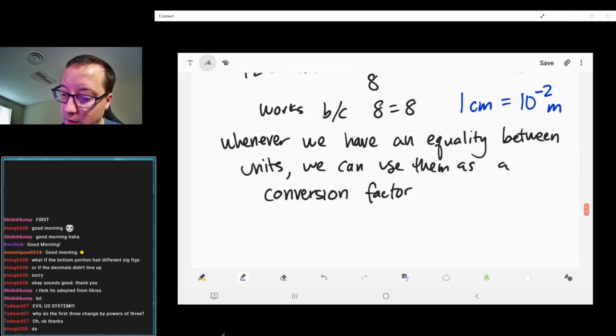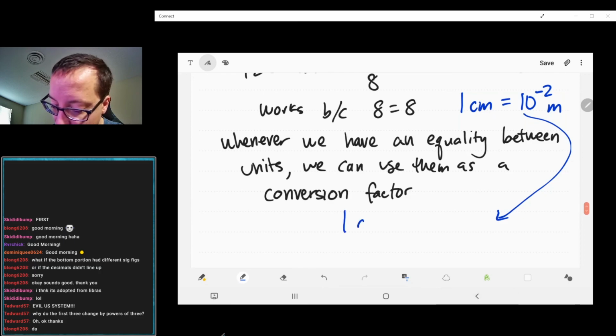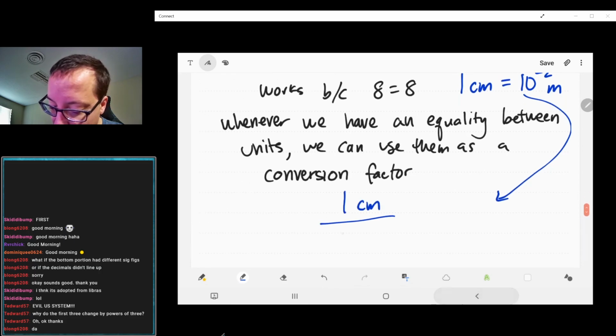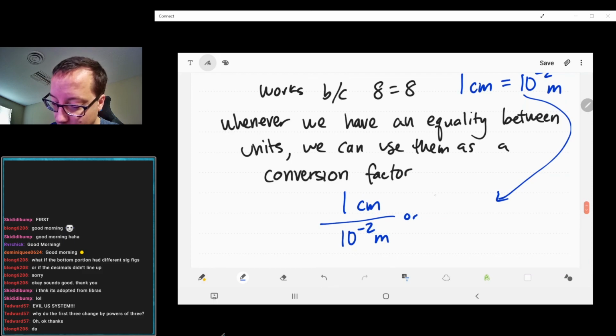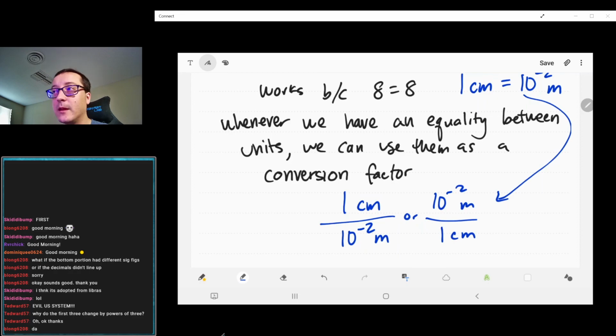So we end up getting two things from this. We could either use this as 1 centimeter over 10 to the negative 2 meters. That's the same thing as 1 over 1 or 8 over 8, because they're the same as each other. We've already displayed that those two are equal to each other. Or we could have 10 to the negative 2 meters over 1 centimeter. Again, 8 over 8. Doesn't matter which one I put on the numerator or denominator because they are equal to each other. So I can flip it whichever way that I find useful.